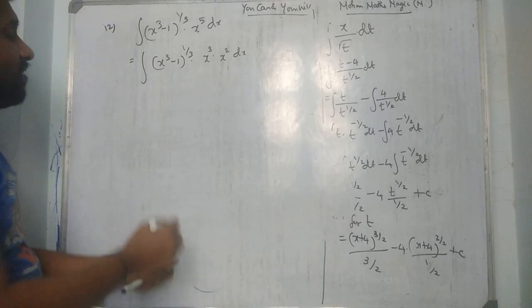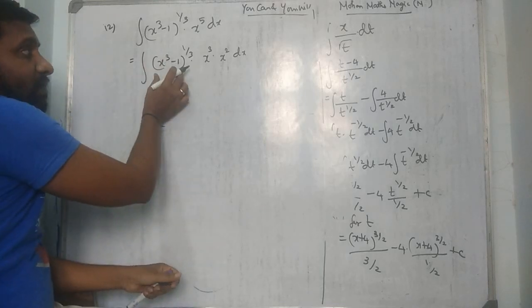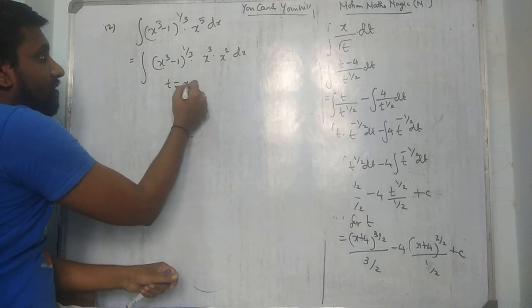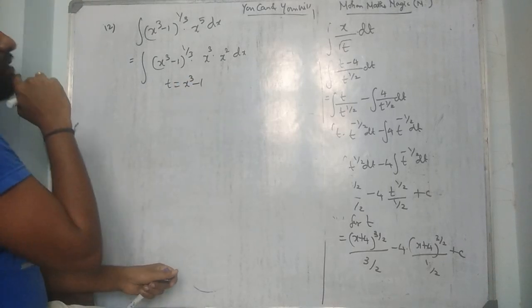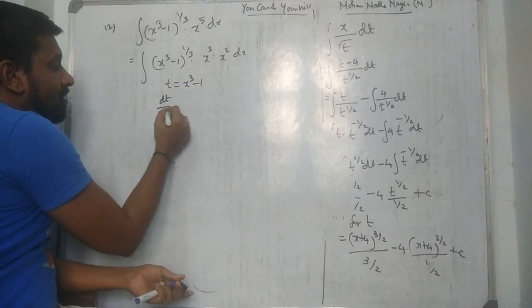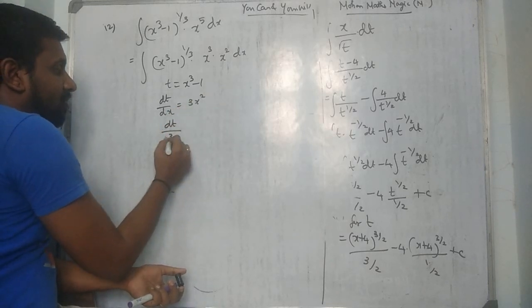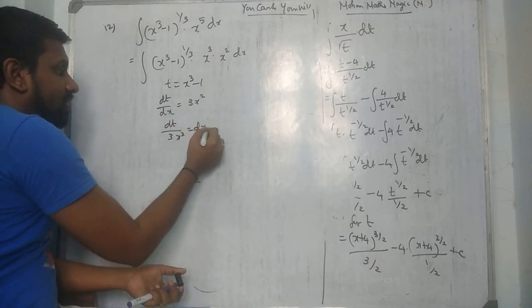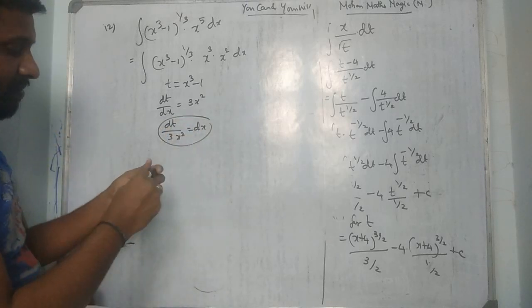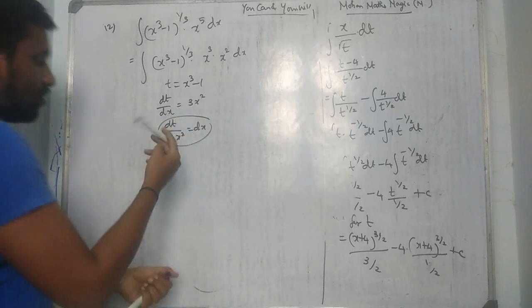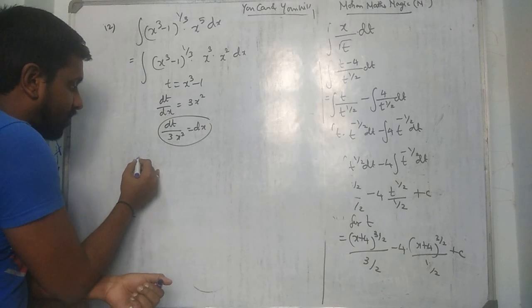ஏன் வெயிட் பண்ணு, பிராக்கெட்டுக்குள்ள ஸ்கொயர் ரூட்டுக்குள்ள வந்தா அந்த t எடுக்கணும் இல்லையா? இப்போ t equal to x cube minus 1 பார்க்கலாம். இப்போ dt upon dx I got 3x square. So அப்போ dt upon 3x square equal to dx. இங்க substitute பண்ணி பார்க்கலாமா? So let me go on substituting the question please.